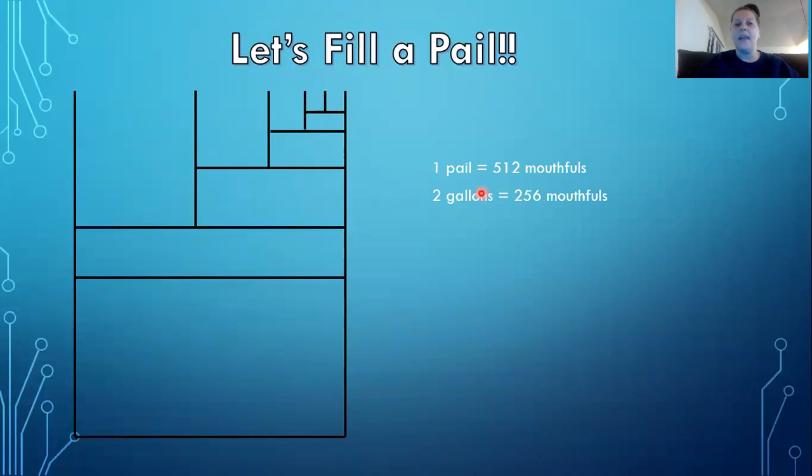So 1 gallon will be half of a pail, which is 256 mouthfuls. We don't want to use 2 gallons, that'll fill up the whole pail. We just want to know 1 gallon, 1 bottle. So 1 gallon takes up half of our pail. Now we move on to bottles. There are 2 bottles in 1 gallon, and 1 bottle is 128 mouthfuls. So that takes up 1/4 of the other half that we have. I apologize, half of the other half. So 1/4 of the entire pail itself.